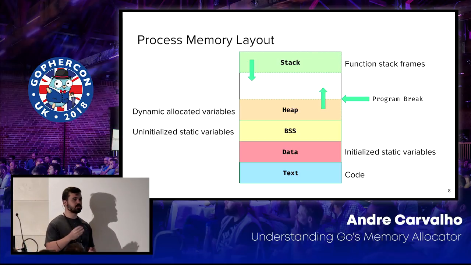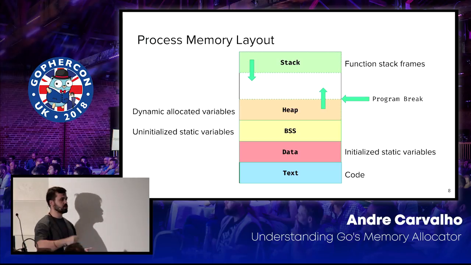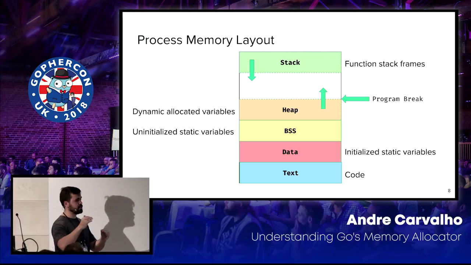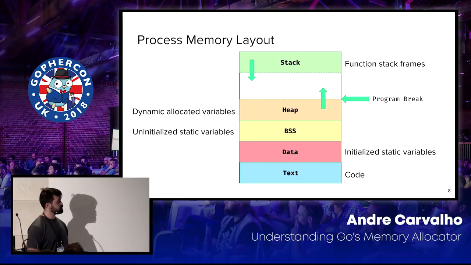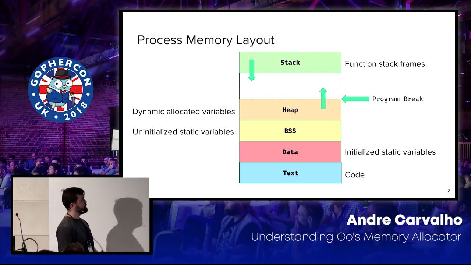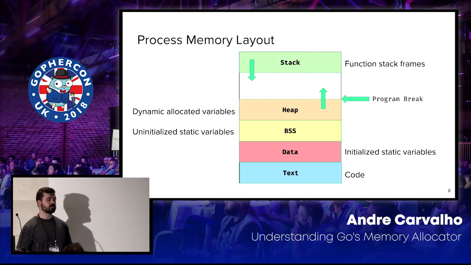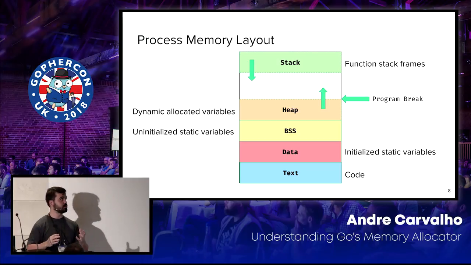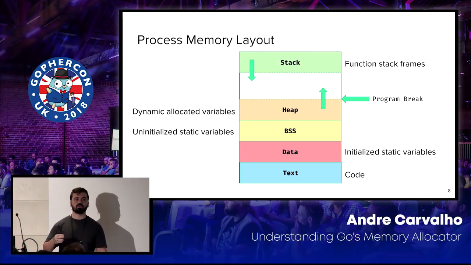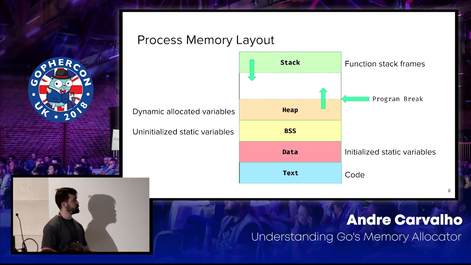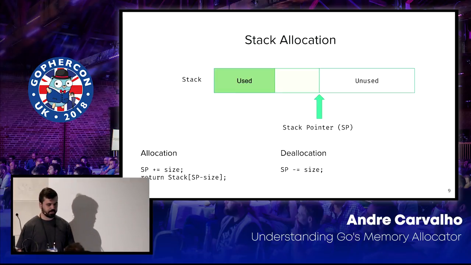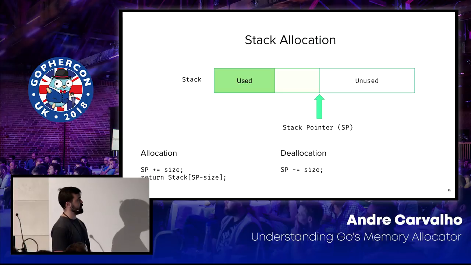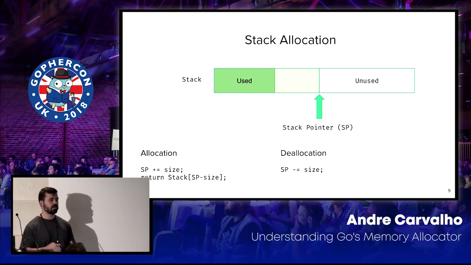The heap grows upward, so it's not completely mapped once the program starts. It keeps growing as we allocate more memory. And the program break marks the end of the current heap. And the other important segment is the stack. The stack holds function stack frames, so local variables and parameters and things like that. Every time we call a function, we add its function stack frame to the stack. And when we return from that function, we remove it. So it grows downwards.